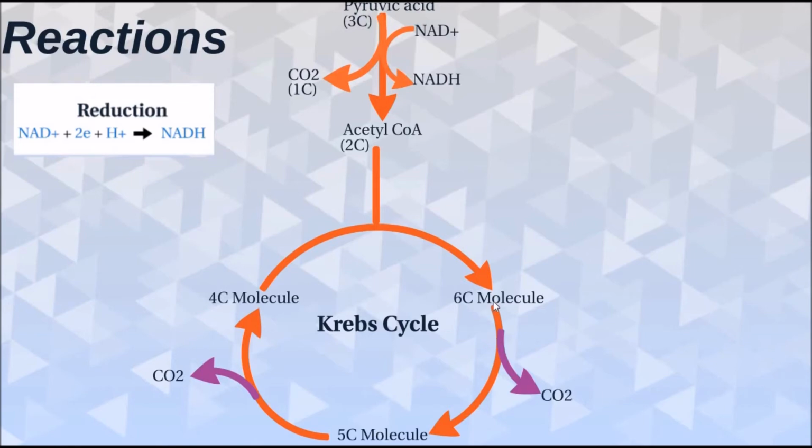And then the 6-carbon molecule breaks and loses a carbon dioxide to make a 5-carbon molecule. And the 5-carbon molecule breaks and loses CO2 to make a 4-carbon molecule. And then you repeat, because another acetyl-CoA would be coming in, and this 4-carbon molecule would join up with that again, and that would go through the Krebs cycle to lose another carbon dioxide over here, and another carbon dioxide over here.